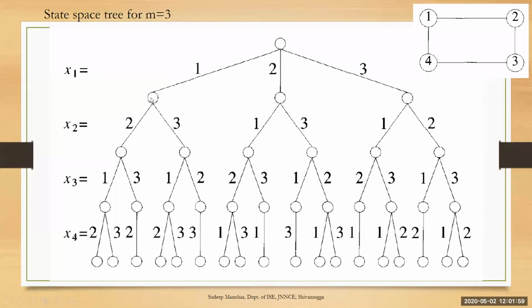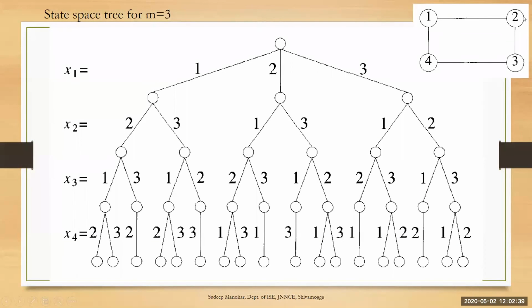Next, move to the next level, that is vertex number 2. Can vertex number 2 be given the same color number 1? Once again start with color number 1 itself. It cannot be given because vertex number 1 has the same color 1. You cannot give the same color. Therefore you are not considering 1. We'll consider the next color.